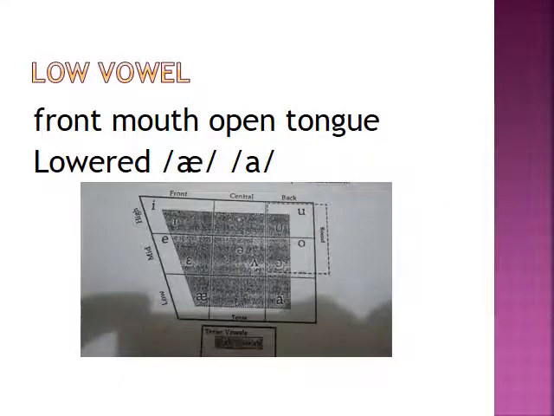Low vowel is made with the mouth in an open position, and your tongue is going to be lowered. Remember, the low is your tongue, the open is your mouth. There are two: a, or eh, and ah.